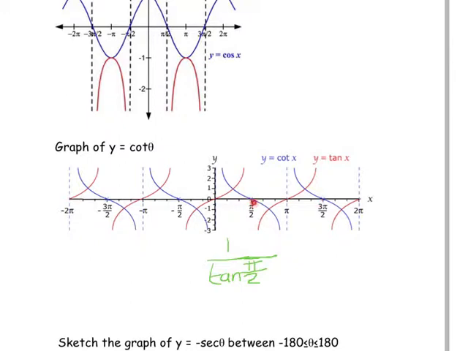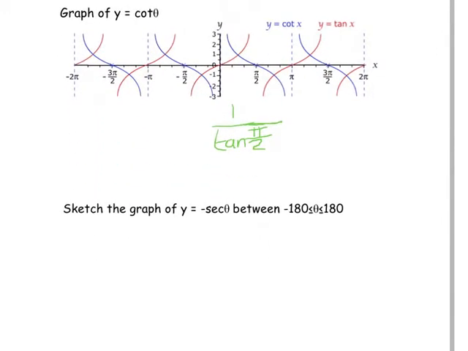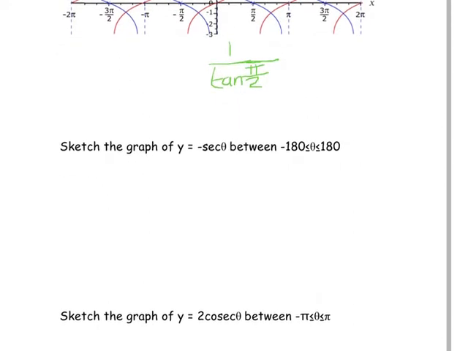Now you can see that this graph oscillates the cosec every 180 degrees or every pi radians. Now you could be asked in the exam to sketch various graphs to do with cosec, sec and cot under various graph transformations. So this one says sketch a graph of y equals minus sec theta between minus 180 degrees and 180 degrees. So we need to draw ourselves a quick sketch for the axes y and x.